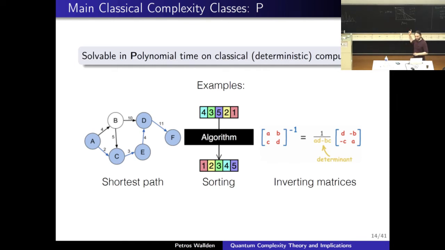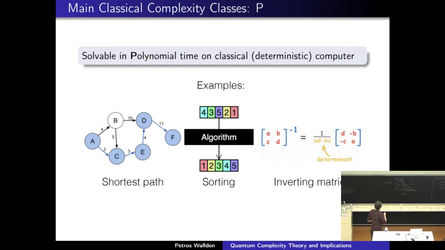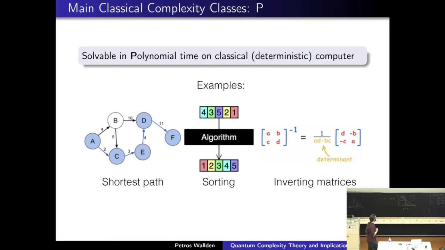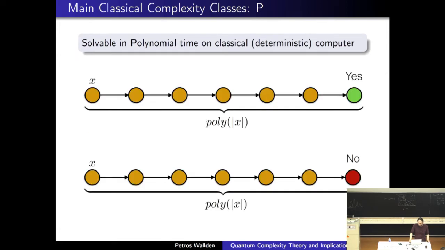Okay, so now I'm going to the complexity class P. Just starting very simple. Complexity class P is problems that are solved in polynomial time on a classical deterministic computer. So there are things like you're given a directed graph and you want to find the shortest path, or you're given some unsorted numbers and you want to sort them, or to invert a matrix and so on. So these are things that you can do efficiently. Well, you can do in polynomial time using a deterministic classical computer.